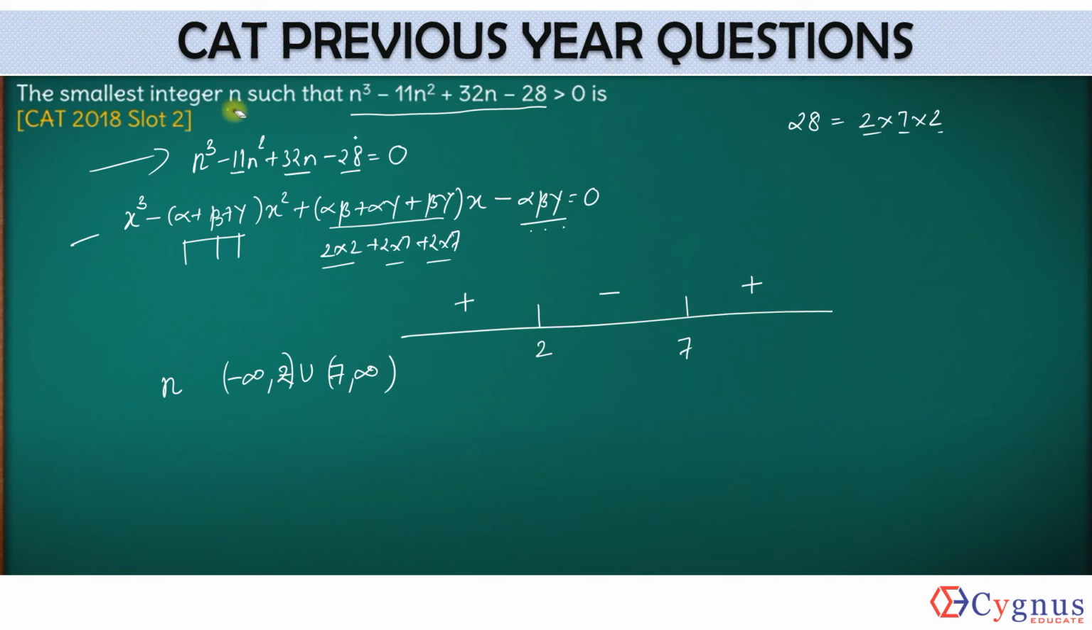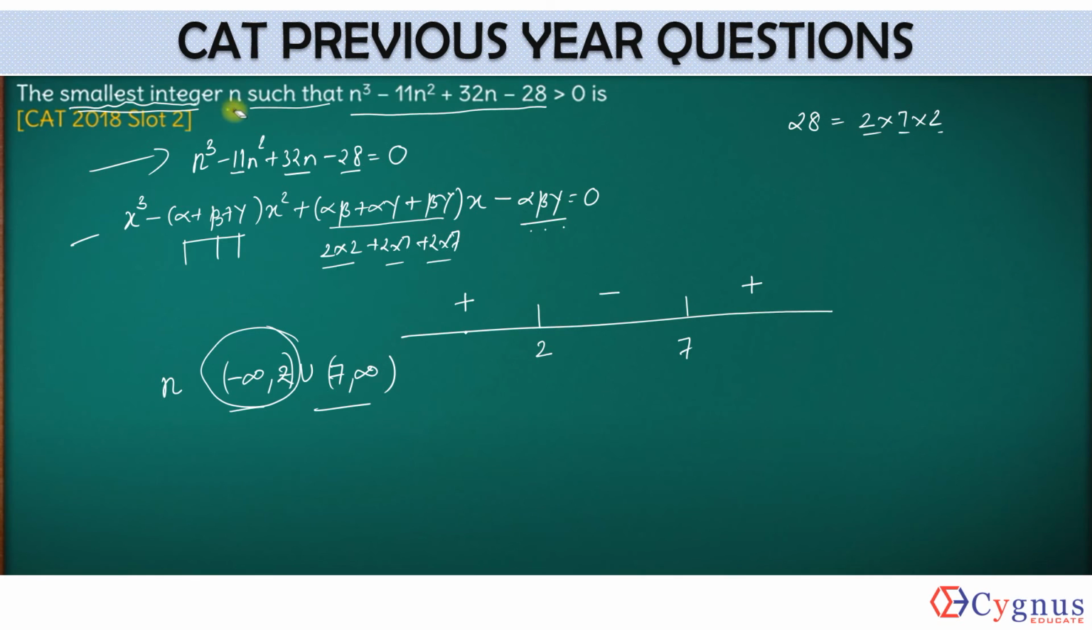So your answer would be 7 to infinity, this part will always be positive. And you're looking for the smallest integer n, such that n cube minus 11n square plus 32n minus 28 has to be greater than 0. You want it to be greater than 0. So this is the possible answer: minus infinity to 2 and 7 to infinity. And we're looking for the smallest integer. So if you look at the range, the smallest would be minus infinity. But let's cross check the values of this interval.